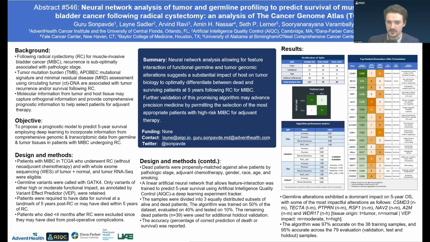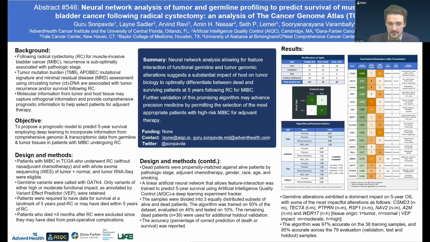As the cohort was imbalanced toward dead patients, we propensity matched 39 survivors against 2 sets of 39 dead patients for a total study of 117 patients. The factors used for matching included pathological stage, adjuvant chemotherapy, and other demographics. The samples were divided into 3 equally distributed subsets of alive and dead patients. The algorithm was trained on 50%, evaluated on 40%, and tested on 10% of the dataset. Remember, we've got those additional 39 holdout samples for added validation as well.